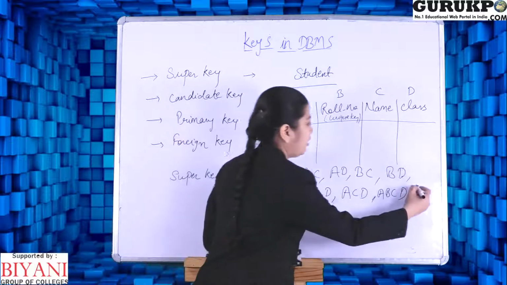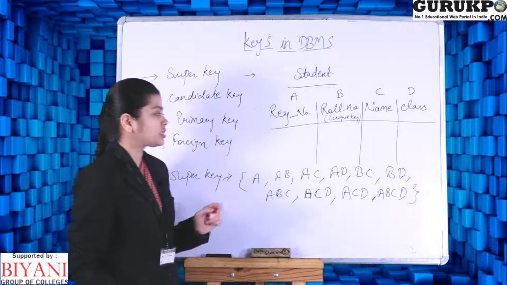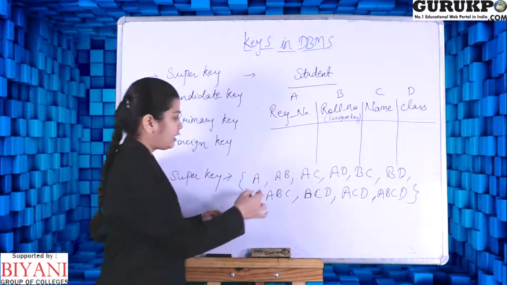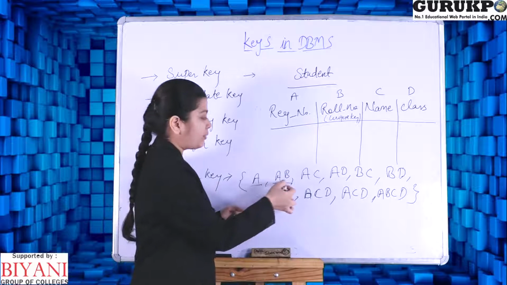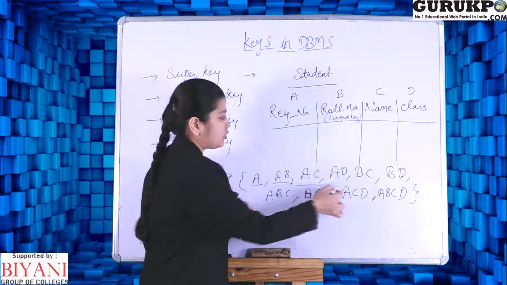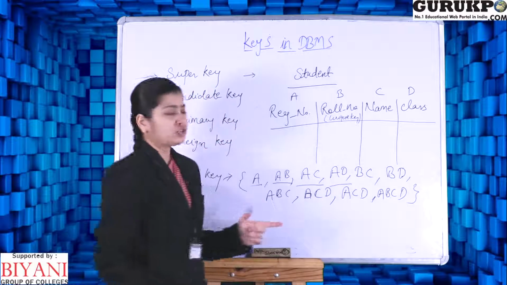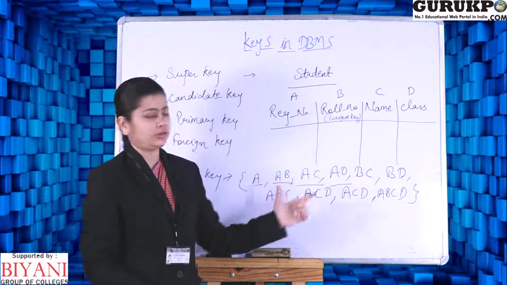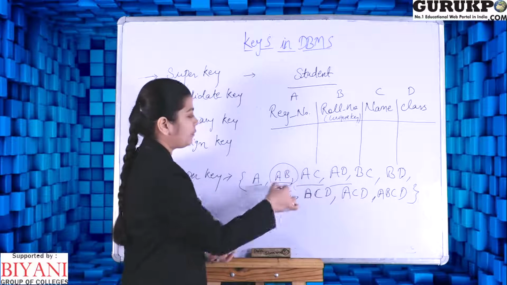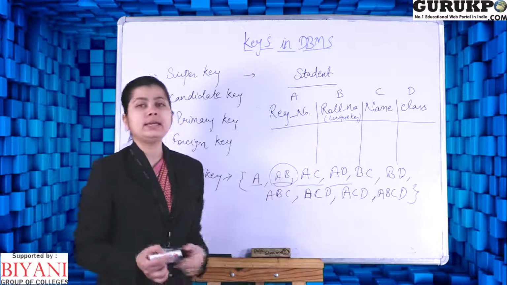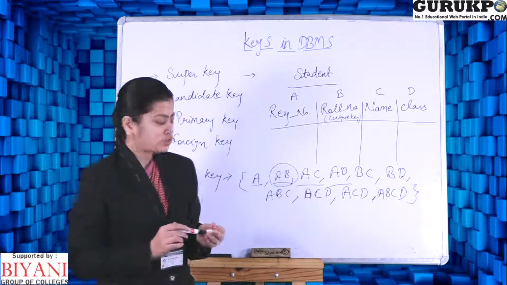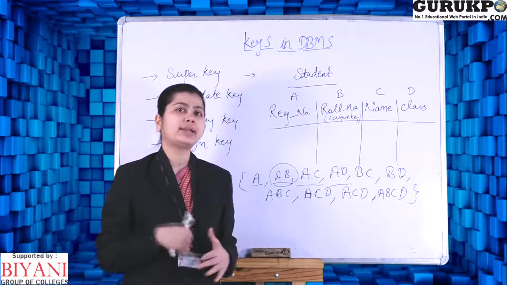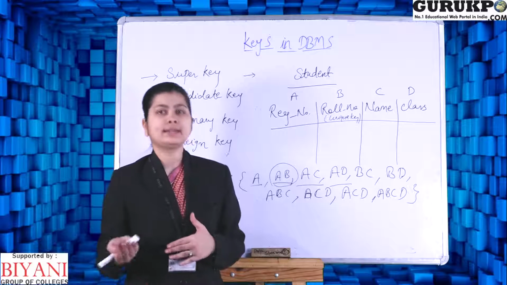So these are the number of possible combinations which can uniquely identify each and every record of our table. Here we can use A, AB, a combination of A and B, a combination of A and C, a combination of A and D, and so on. By using a particular combination, we can uniquely identify each and every record of our table. So this is the super key.